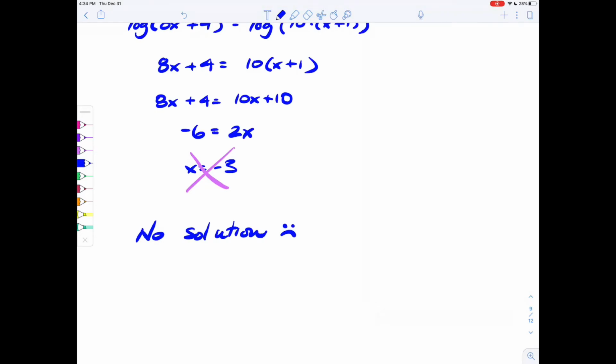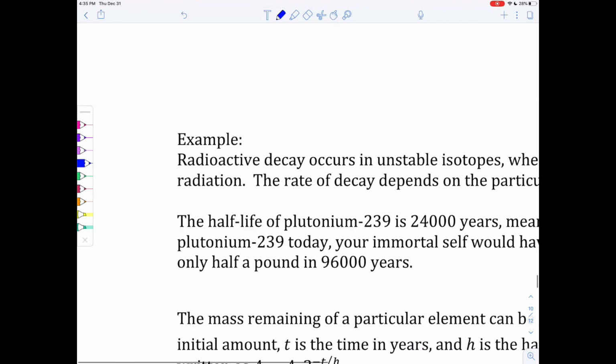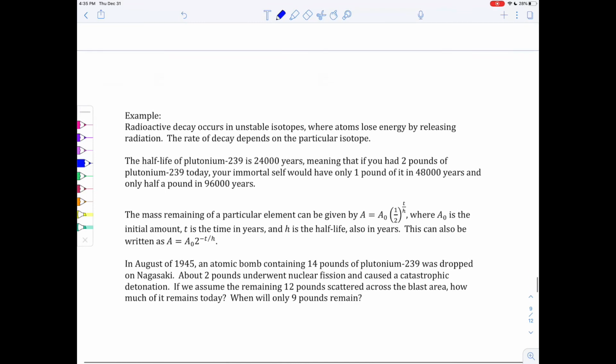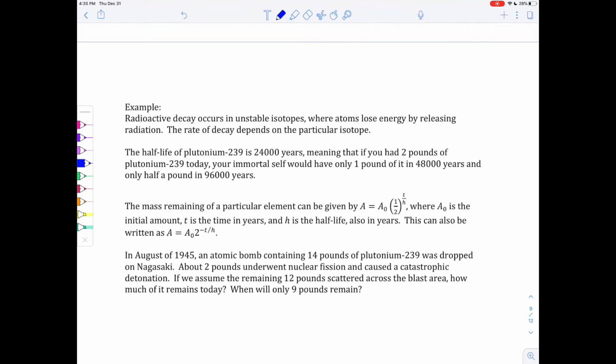Again, there's a word problem on the next page, a contextual scenario. Kind of relates more to the previous section, but it's good practice for us nonetheless, so let's tackle it. Radioactive decay. Ooh. So it happens in unstable isotopes. Here comes the chemistry part again. Atoms lose energy by releasing radiation. And the rate of decay is different from isotope to isotope.